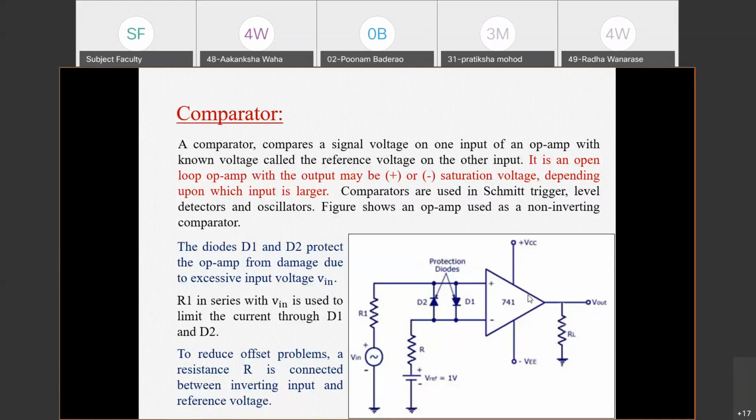Since there is no feedback, earlier here there used to be RF, the feedback resistor was there initially in all the circuits we have seen so far, but now in this case there is no feedback resistance, there is no feedback given from the output to input. Hence this particular op-amp is called an open loop op-amp.